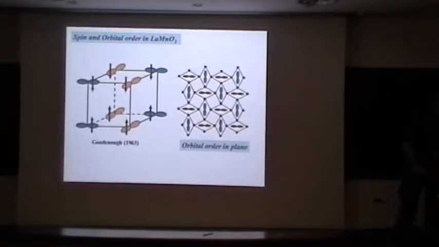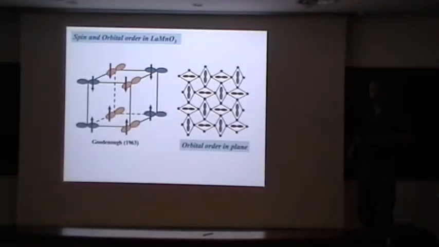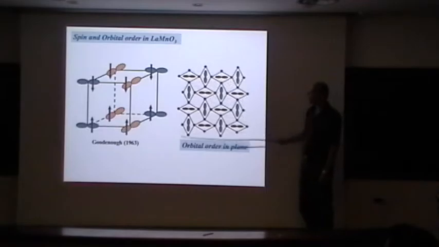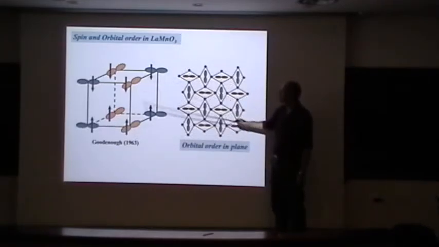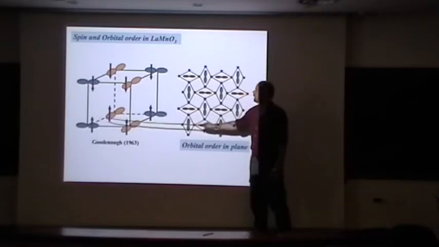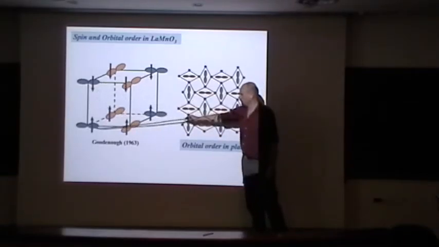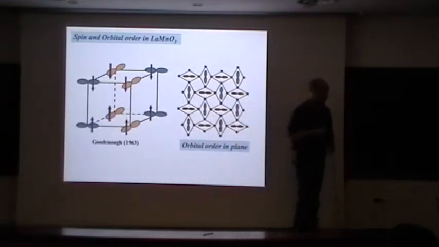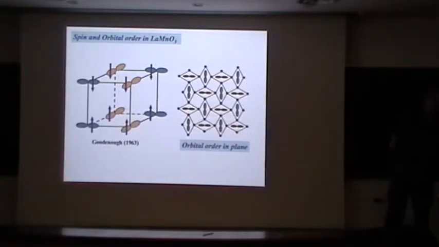Is this relevant for anything? It's relevant for a lot of things. This is one, which is LaMnO3. You see here the orbitals are staggered, and spins are ferromagnetic in the plane. Between the planes, orbitals are ferro, let's say the same orbital occupied, and the spin ordering is antiferro. That's what I have to say.